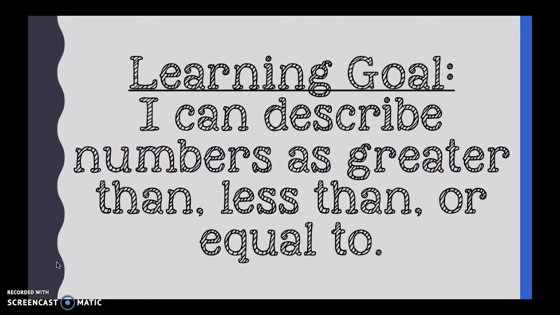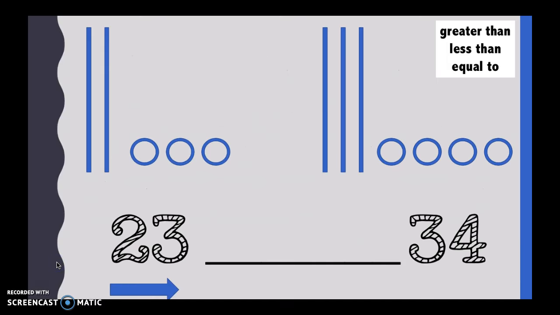Oh, but then I thought of our learning goal for today. Our learning goal for today says, I can describe numbers as greater than, less than, or equal to. Whoa, that's going to totally help me out because if I can now look at numbers and the pictures of numbers and write down what the number is that I see for the whole amount, now I'm going to be able to use these words, greater than, less than, or equal to, to describe them as I'm comparing. Let's try it.